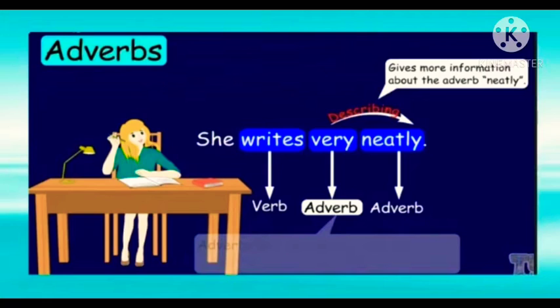Now the last is that adverbs also describe other adverbs. Like, she writes very neatly. Neatly is already an adverb and very is modifying its meaning further. So very is also an adverb. So one adverb is describing another adverb. Very is describing neatly, and the verb is writes. So it gives more information about the adverb neatly. Is that clear, everyone?